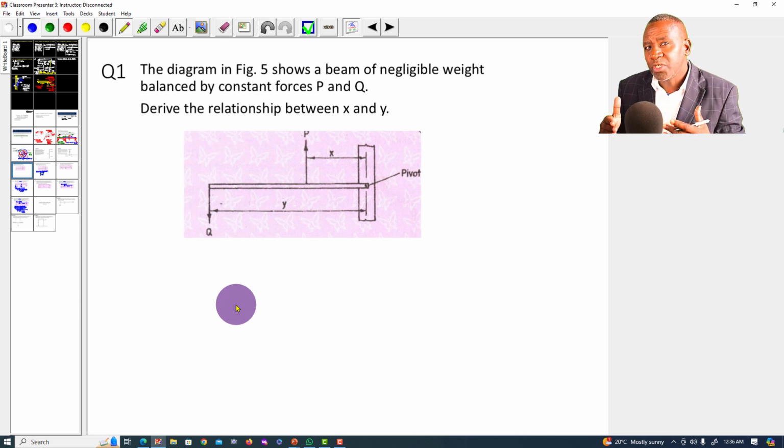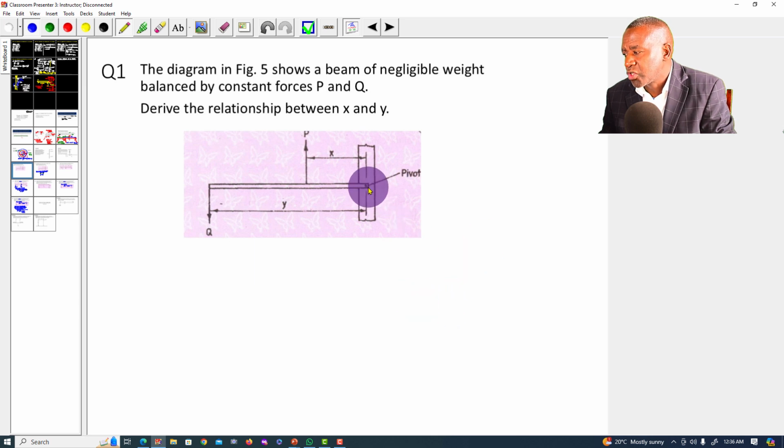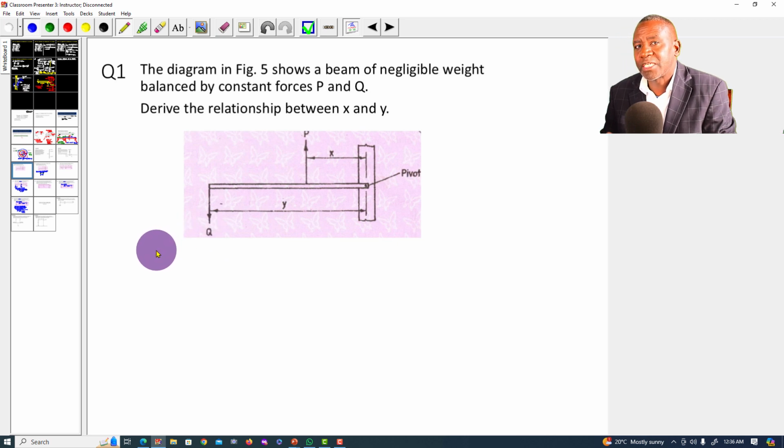Normally, the point that you choose to take moments about should be such that it eliminates any other force which is acting on that system. And usually it is always the pivot. So I will take moments about this pivot. It's always important to tell the examiner, take moments about this particular point.